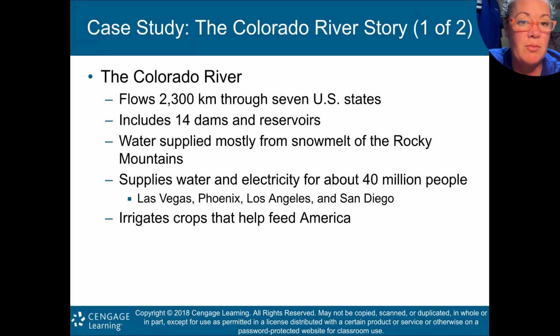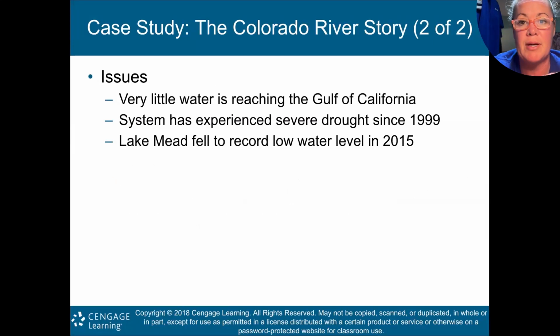Water is supplied mostly from snowmelt from the Rocky Mountains, and it supplies water and electricity for about 40 million people. So these are major cities: Las Vegas, Phoenix, Los Angeles, and San Diego. And it irrigates crops along the way that help feed America. However, there are a lot of issues with this particular river. There really is very little water that's reaching the Gulf of California, which is where the Colorado River ends. This system has experienced severe drought since 1999. Lake Mead actually fell to record low levels in 2015.